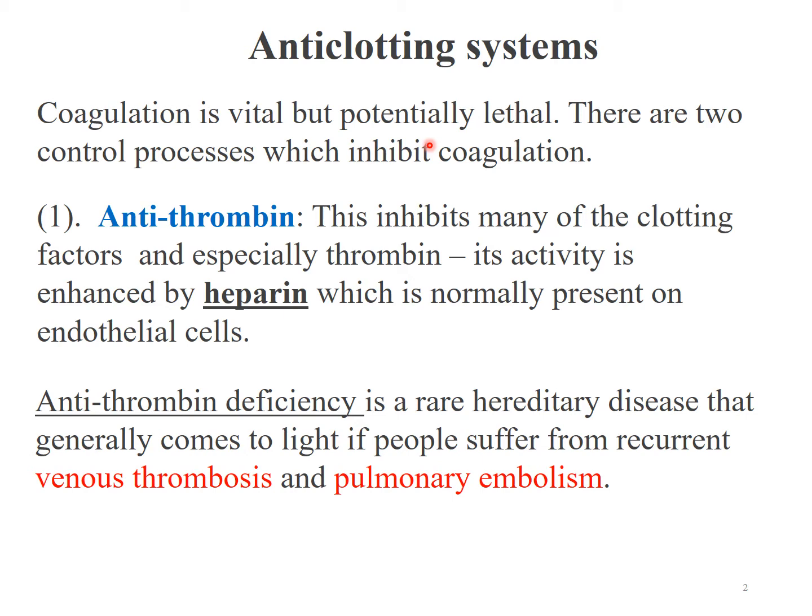The first control system, or the first anti-clotting system, is known as the antithrombin system. It is basically an inhibitor of clotting factors, especially thrombin. The activity of antithrombin is enhanced by heparin, which is normally present on the endothelial cells. So if someone has antithrombin deficiency due to genetic mutation, that person might suffer from venous thrombosis, which means the blockade of your veins, or pulmonary embolism, which is the blockade of the arteries in the lungs.